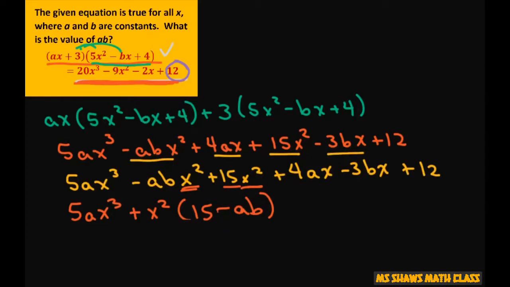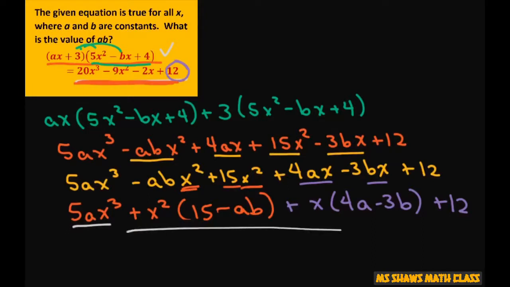All right. Then we have our x's, so let's factor out an x. So we get 4a minus 3b, and then we have our 12. So now what we're going to do is what we call equate coefficients. So I'm going to match these up to my coefficients. And I'm going to do that on the next slide, so make sure you have this part written down.